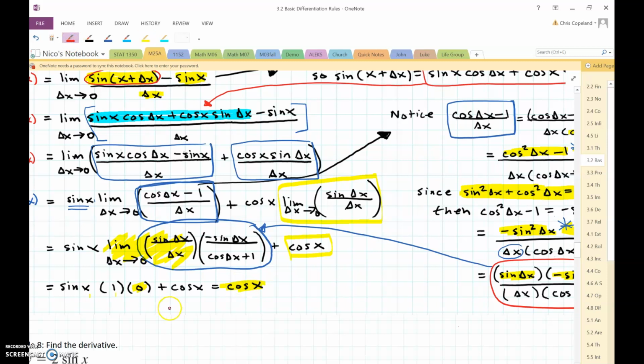This is the proof. This is showing me that the derivative of f of x equals cosine of x. And remember, f of x to start with was sine of x. Hopefully that proof makes sense. That is something that I would expect that you could reproduce if I asked you to prove that on a test.